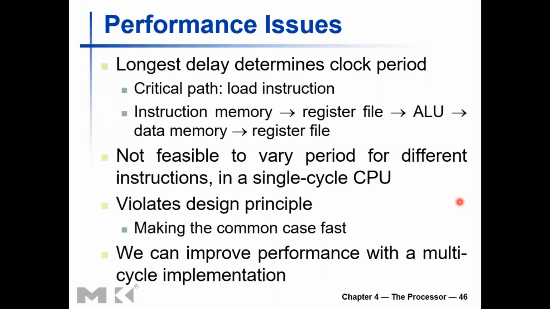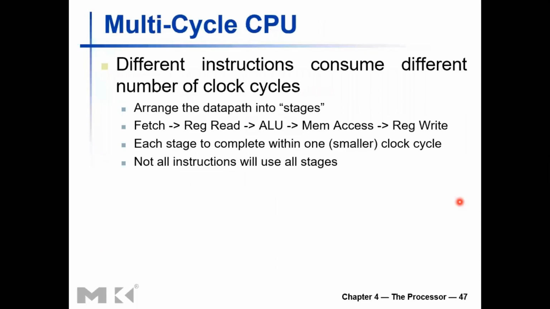So to improve performance, what we can do is go for a multi-cycle implementation. In order to do that, we need to divide our data path into small segments or stages, and each stage can be completed within one clock cycle. This new clock cycle is only a fraction of the original clock cycle time for the single cycle implementation. In the single cycle implementation, everything needs to happen within a single clock cycle. In the multi-cycle implementation, only the work for that stage needs to happen within that clock cycle, so we can have a smaller clock cycle.